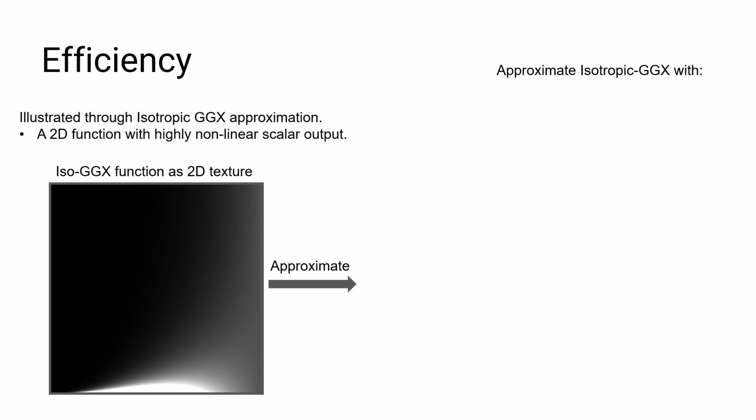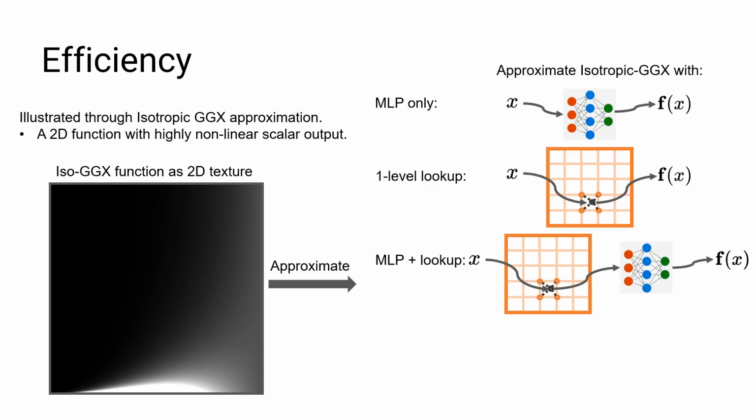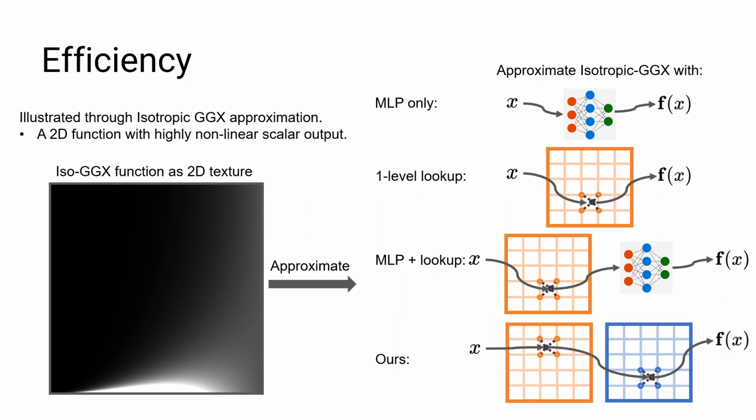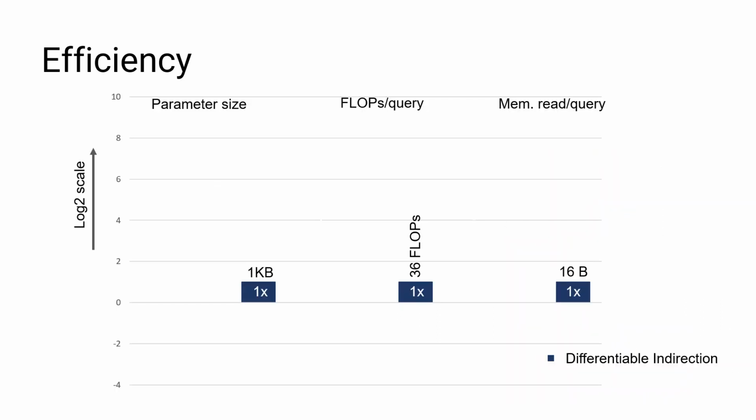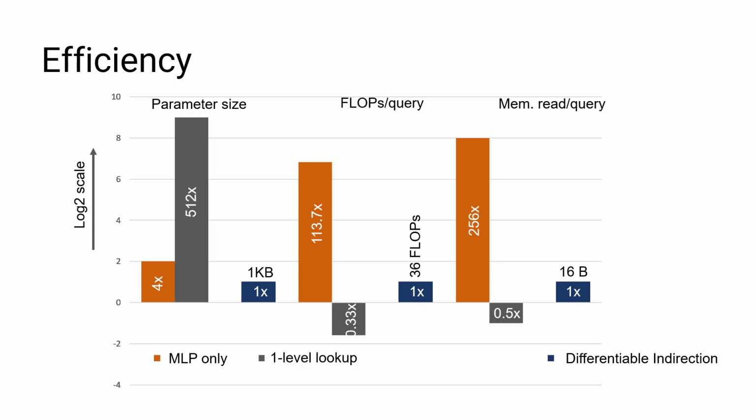In this context, we compare and approximate isotropic GGX using a variety of neural techniques such as multilayer perceptrons, a single-level interpolated lookup, a combination of a single-level lookup and an MLP, and finally differentiable indirection. For this task, differentiable indirection requires 1 kilobyte of parameter space, 36 flops of compute, and 16 bytes of memory transfer. Compared to ours, an MLP-only network requires 4 times more parameter space, 2 orders of magnitude more compute, and byte transfers. Whereas a single-level grid requires fewer compute and byte transfers, the benefits are outweighed by the enormous parameter space required by a single-level lookup.